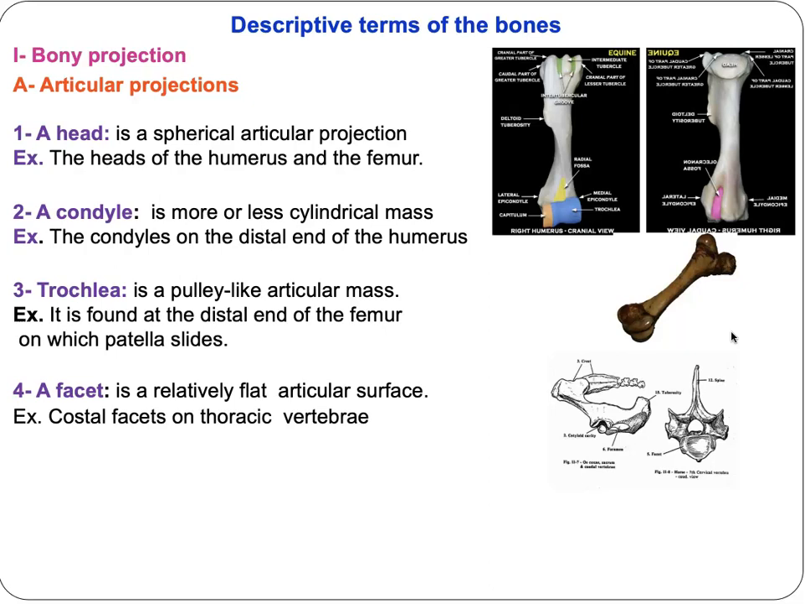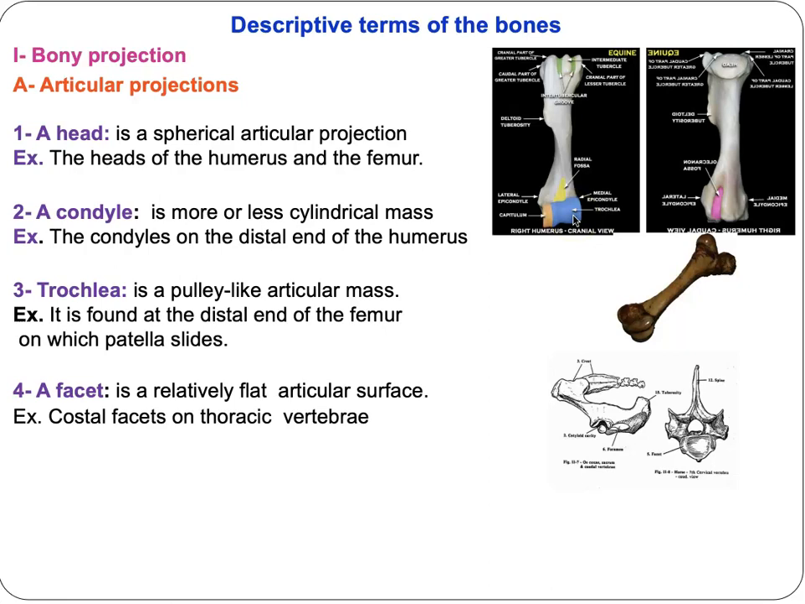Let us speak about the bony projections first. The first subtype is articular projection, such as the head of the humerus, which articulates with the glenoid cavity of the scapula, forming the shoulder joint. In the hind limb, the head of the femur articulates with the acetabulum to form the hip joint. The condyle is also important. The humerus has a medial condyle and a lateral condyle to make the elbow joint with the radius and ulna.